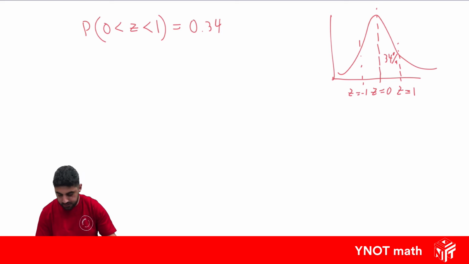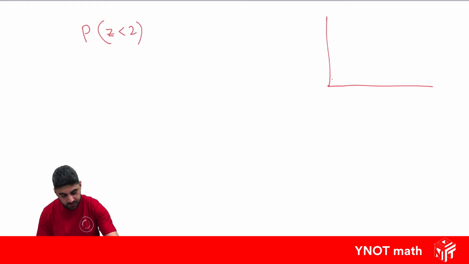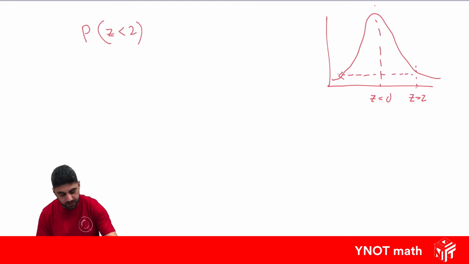Alright, let's look at a trickier one. What's the probability that a z-score is going to be less than 2? Well, this is a bit trickier if we think about it. So here we've got our z-score of 0, and our z-score of 2 might be out here. Now, all this area on this side looks like it goes forever because it doesn't close off.